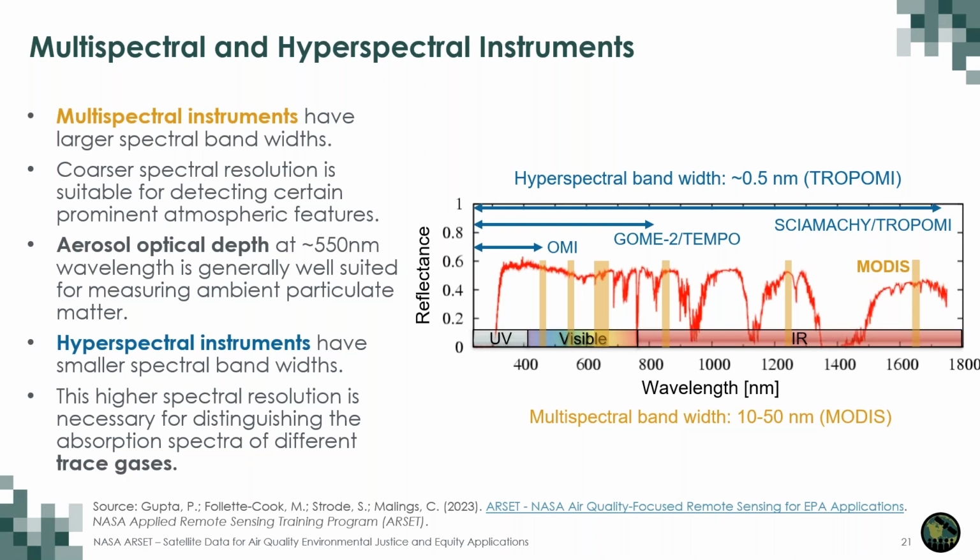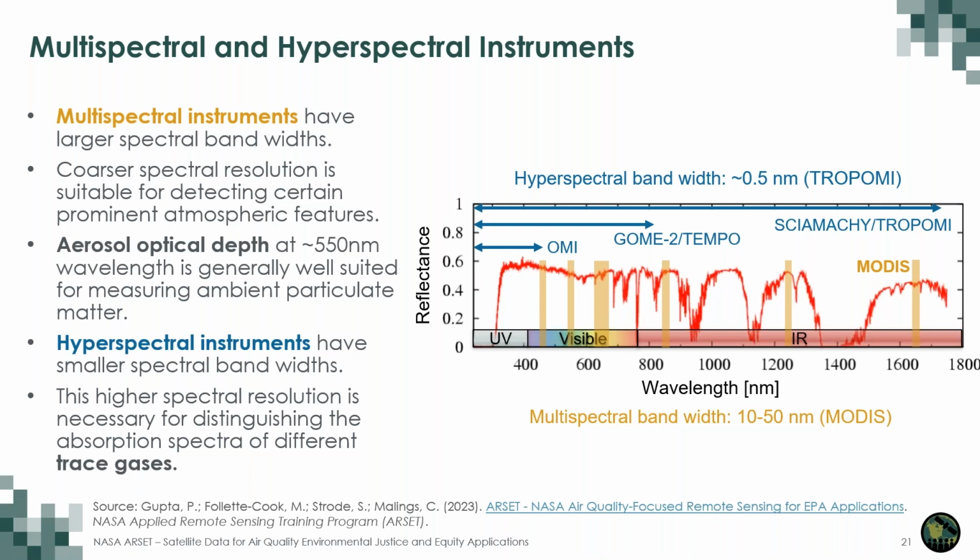Instruments providing data relevant for air quality are typically classed as either multispectral or hyperspectral. Multispectral instruments make measurements at distinct bands of the spectrum. These bands can cover a large portion of the spectrum, but each band itself is rather broad, so the spectral resolution is low. In the plot at the right, MODIS, which is an example of a multispectral instrument, is observing at a few distinct bands in the visible and infrared parts of the spectrum, where each band is about 10 to 50 nanometers wide.